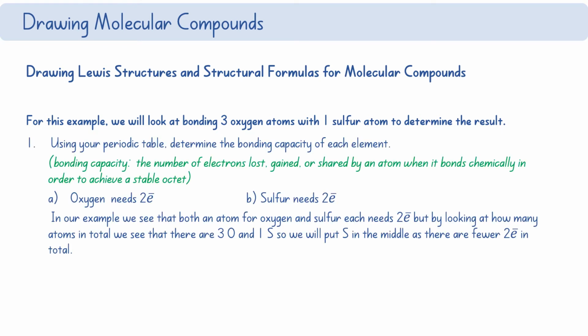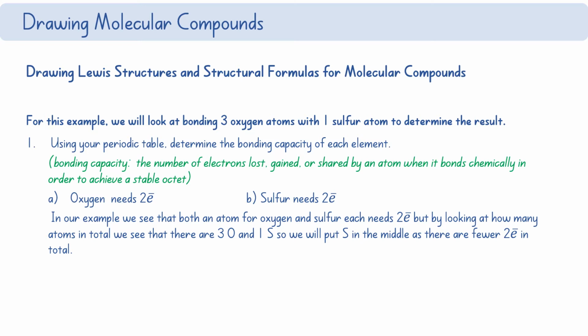Using your periodic table, determine the bonding capacity of each element. Remember, the bonding capacity is the number of electrons lost, gained, or shared by an atom when it bonds chemically in order to achieve a stable octet. Oxygen needs 2 electrons to achieve a stable octet. Sulfur also needs 2 electrons.